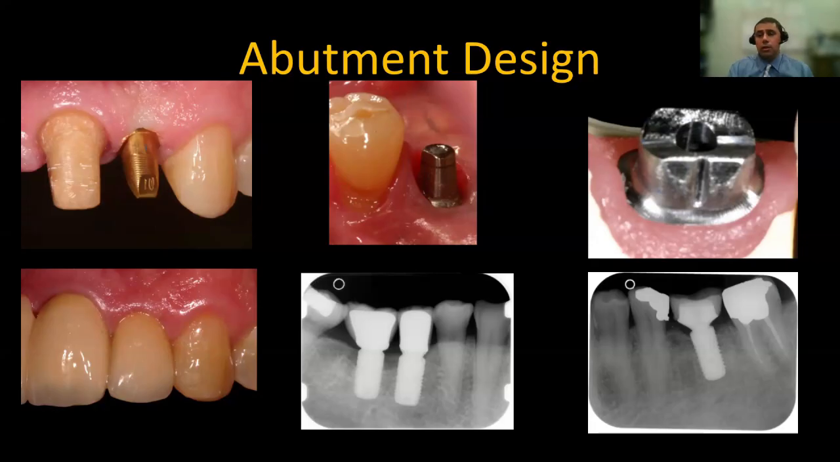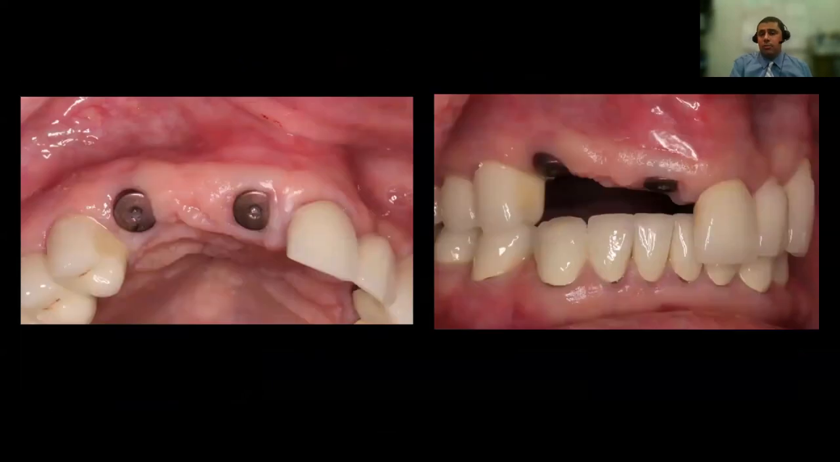And years later, we're going to start having problems with the patient with mucositis and bone loss secondary to that retained cement around dental implants. So the customization of that abutment, being patient-specific, with full control over placement of the margin and the support of the soft tissue, is extremely helpful.